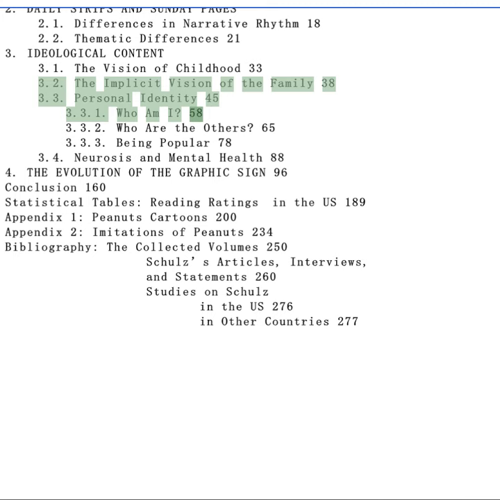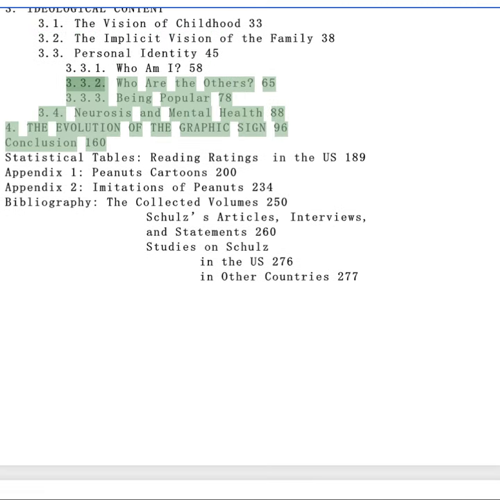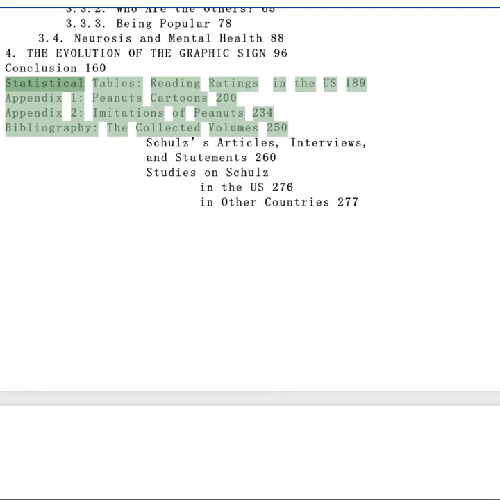58. 3.3.2 Who are the others? 65. 3.3.3 Being popular 78. 3.4 Neurosis and mental health 88. 4 The evolution of the graphic sign 96. Conclusion 160. Statistical tables, reading ratings in the U.S.